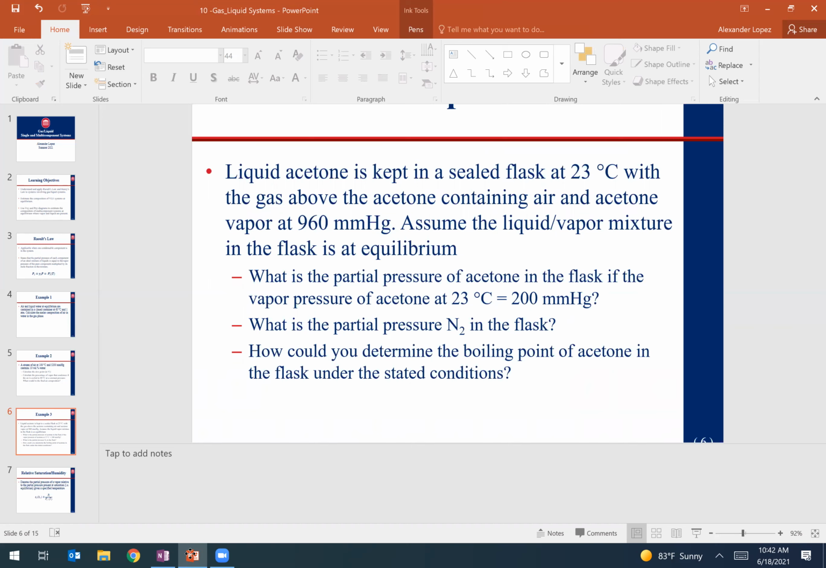What is the partial pressure of acetone in the flask? If the vapor pressure is measured at 200 millimeters of mercury, what's the partial pressure of nitrogen? And how can you determine the boiling point of acetone in the flask?